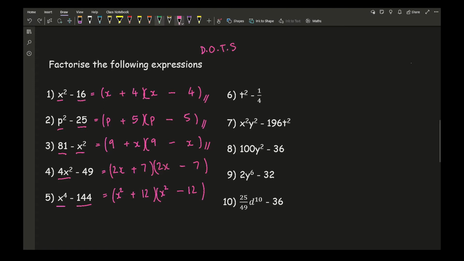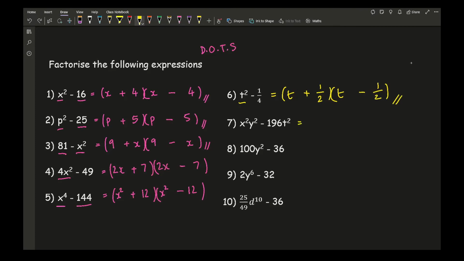So moving on to question 6. Here I've got the square root of t squared, which is t, and the square root of a quarter, well, the square root of 1 is 1, and the square root of 4 is 2. And again, one's a plus, one's a minus. Moving on to the next one.